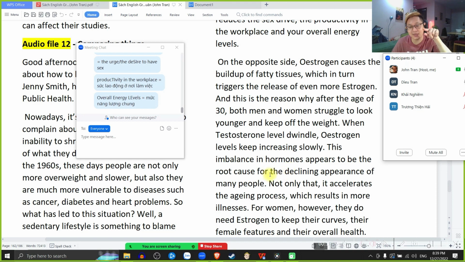The root cause for the declining appearance of many people. Not only that, it accelerates the aging process.